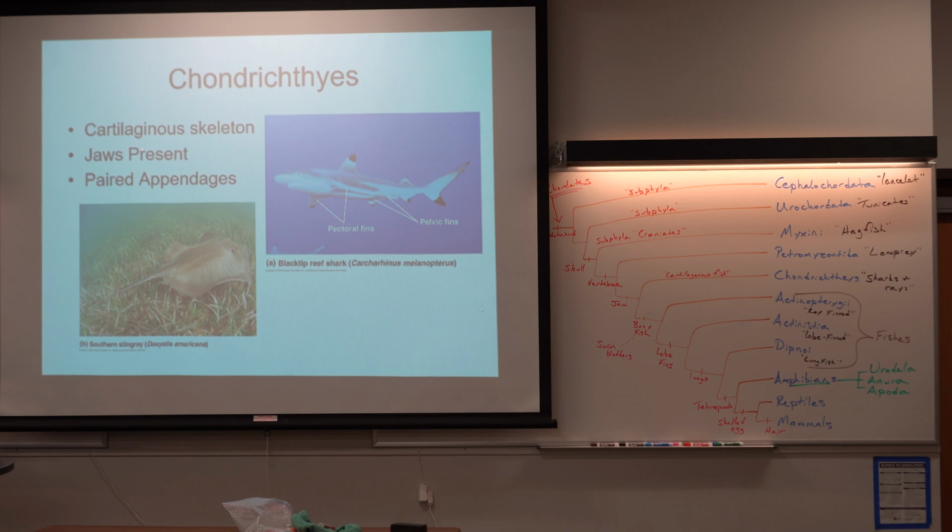They, like I said, have jaws. The other notable thing is that we see paired appendages for the first time. So 2 pectoral fins, 2 pelvic fins. These allow this organism to cruise through the open water and be an efficient predator. Maybe another noteworthy thing is that sharks, if they stop moving, they sink to the bottom. They have to keep moving in order to stay floating in the water column.